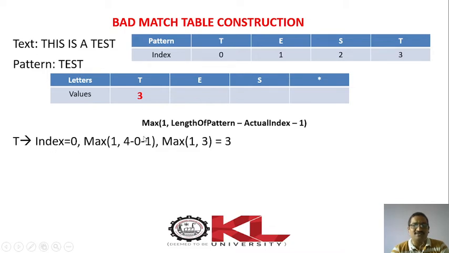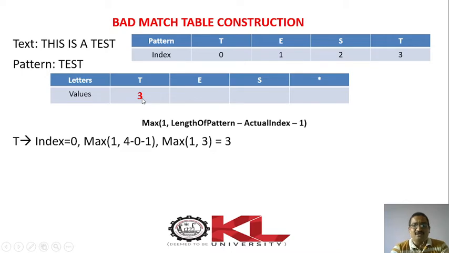Put all the values in the formula: max of 1 comma. What is the length of the pattern? Length of the pattern is 1, 2, 3, 4, so 4, minus the actual index. The actual index of the T is 0, so that is 0 minus 1. 4 minus 0 minus 1 is 3. Max of 1 comma 3, among these, 3 is the max. So you place the 3 value here.